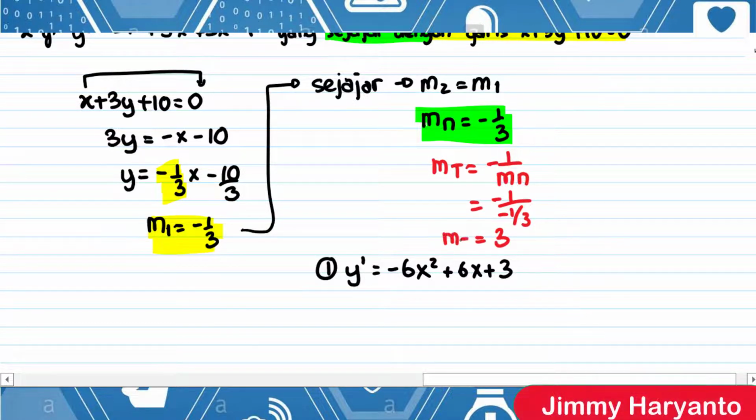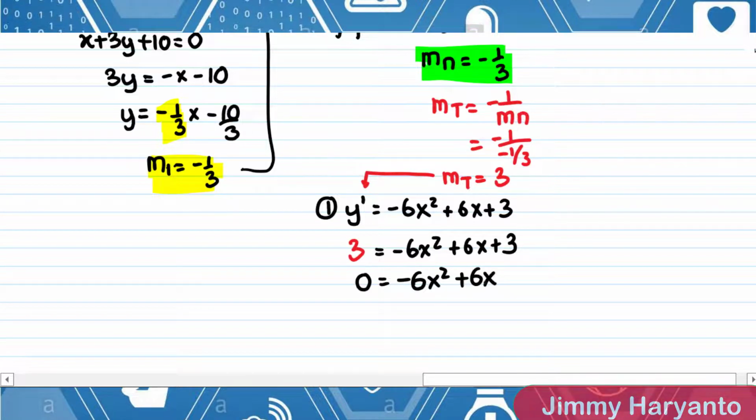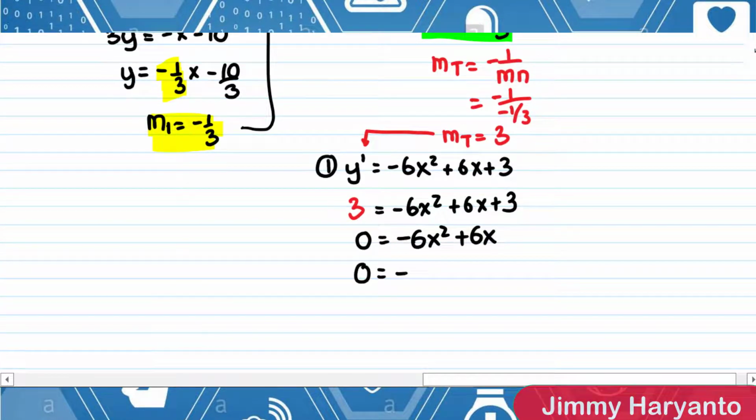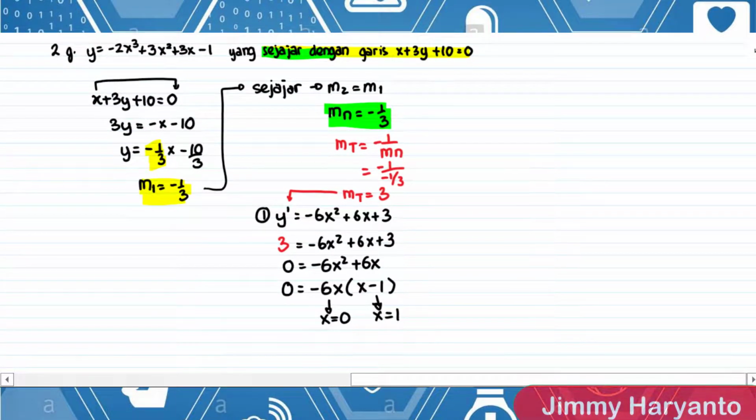So we already have the gradient of the tangent. And we also know that the gradient of the tangent is y-accent, right? So the y-accent can be replaced with 3 equals to negative 6x squared plus 6x plus 3. So you will have 0 equals to negative 6x squared plus 6x only. And that means you can factorize the negative 6x. You will have x minus 1. And from this one, you can get the x. And for this one also, you can get the x. And next is to find the coordinates, yeah.